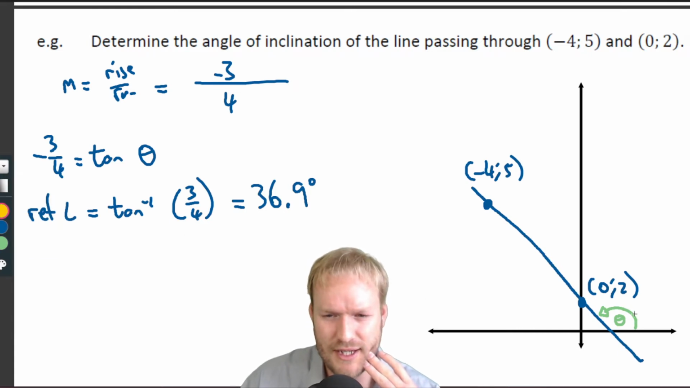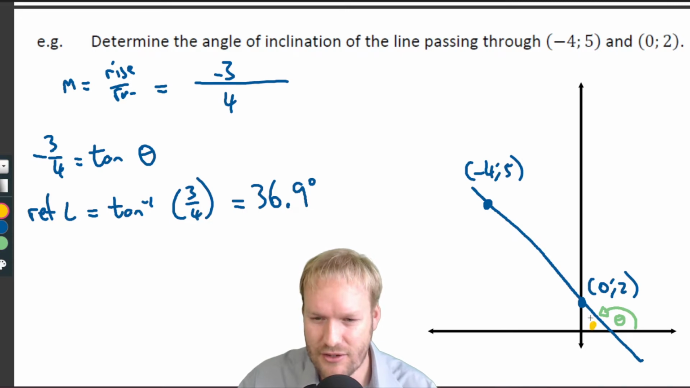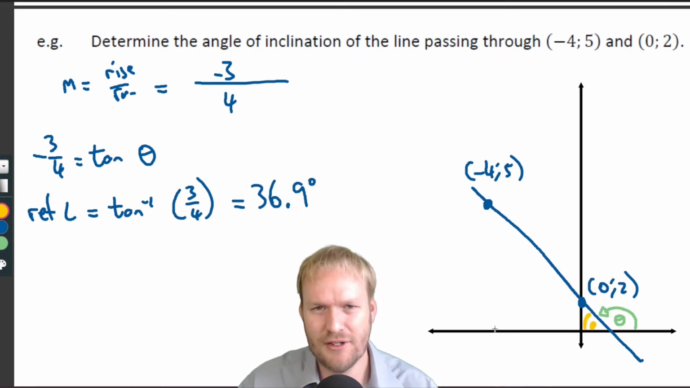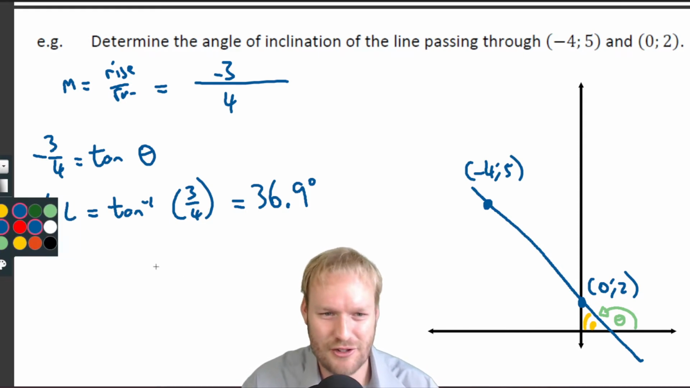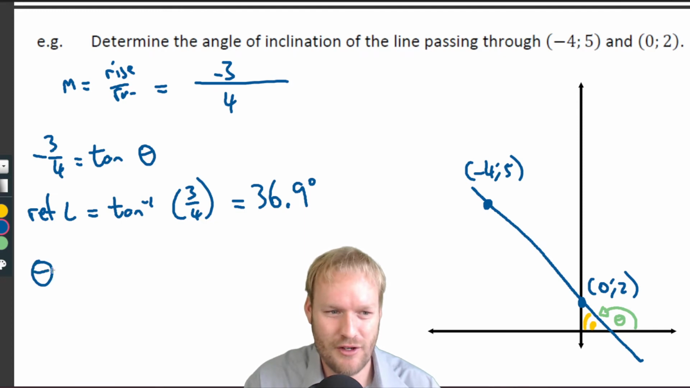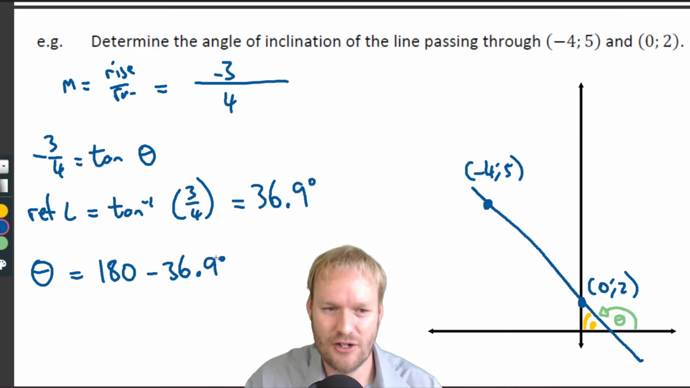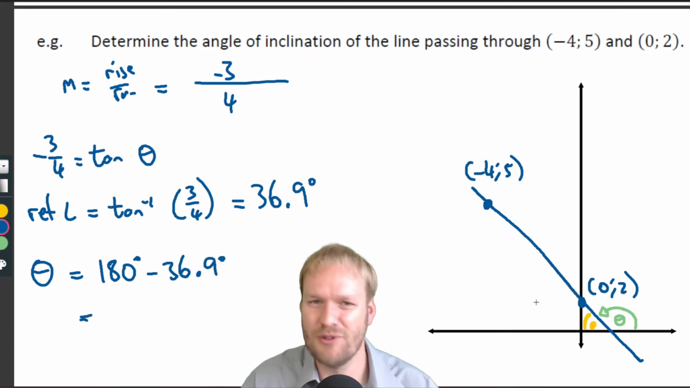Well, it's clearly not this obtuse angle here. So what we've really worked out is this angle on the other side. Which means, how are we going to find out our angle of theta? Well, yeah, exactly, it's angles on a straight line. So therefore, it's just 180 minus 36,9, because they need to add up to 180.